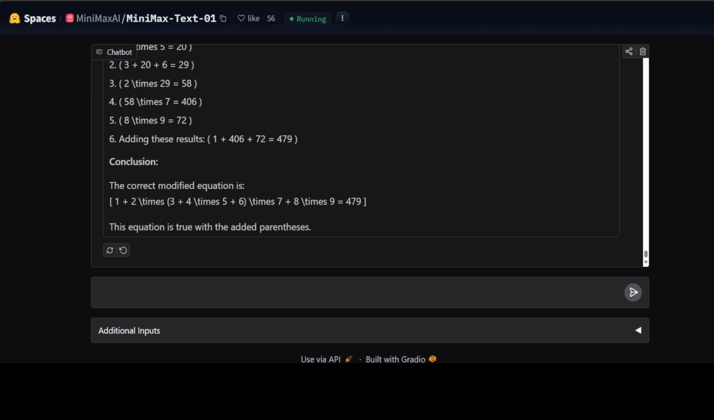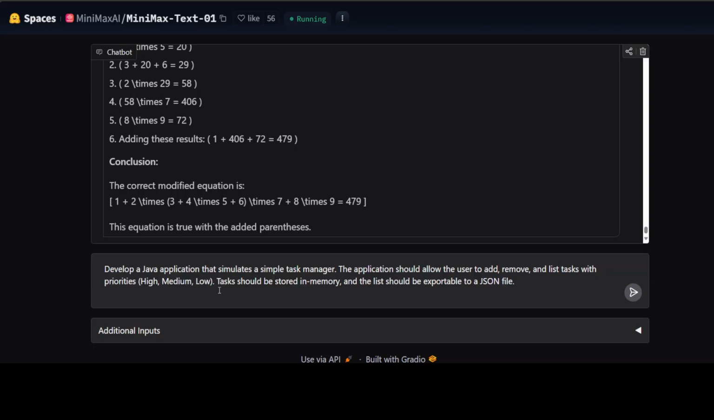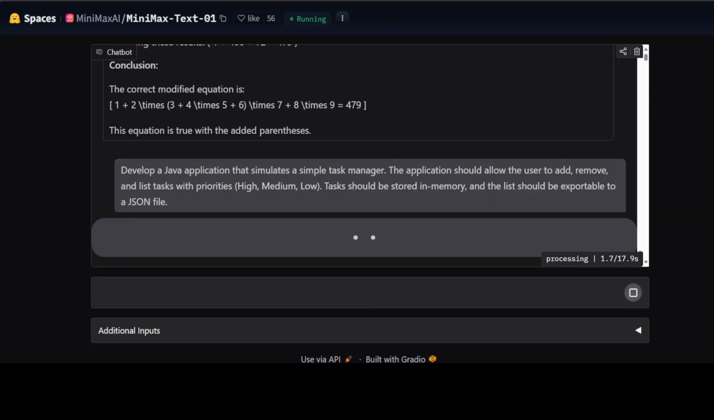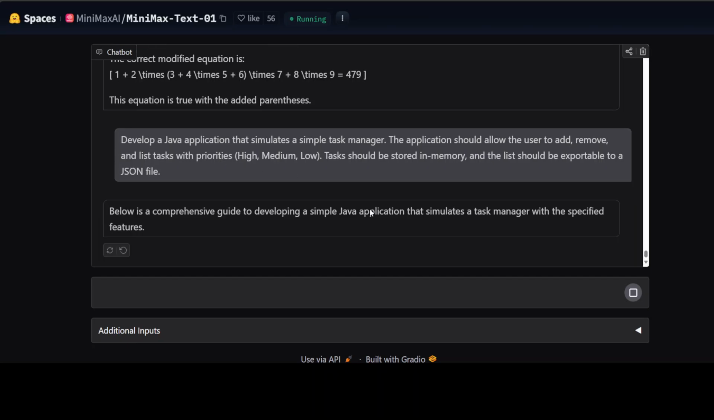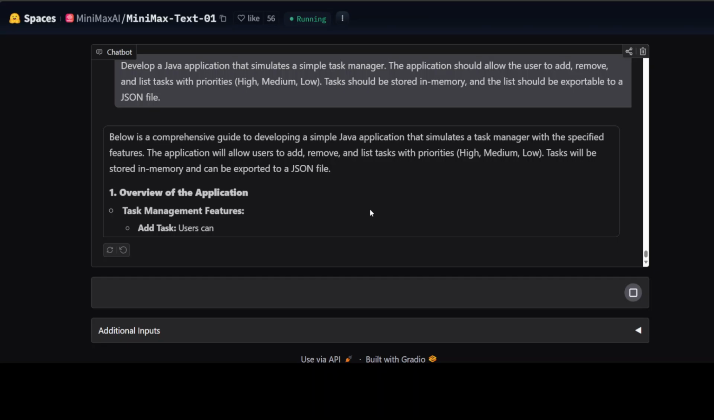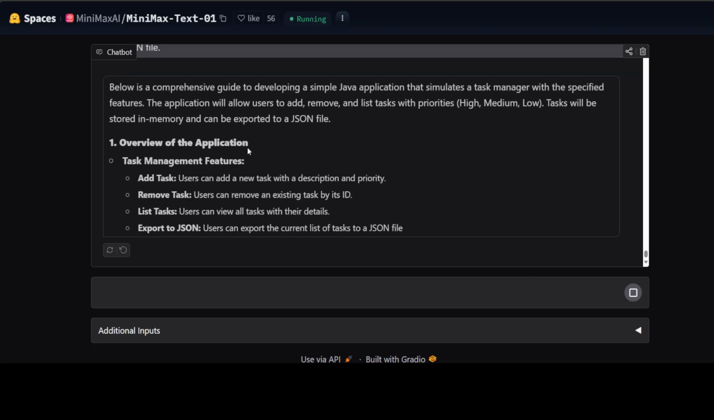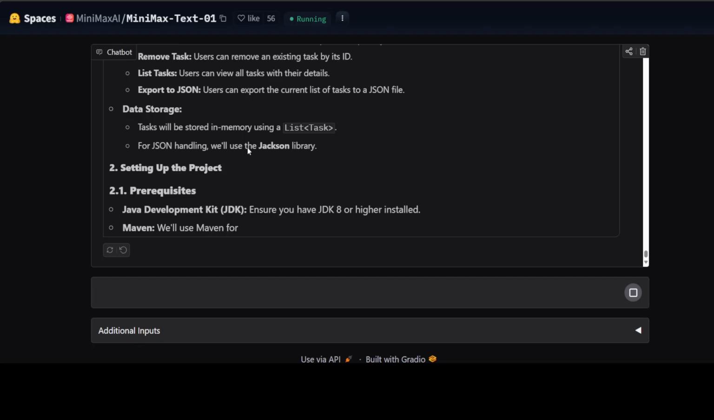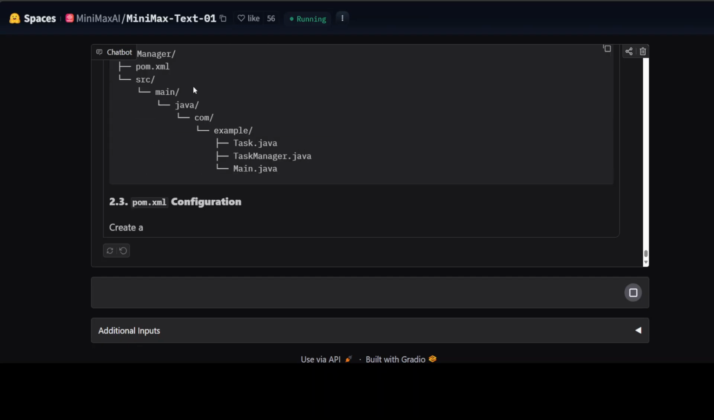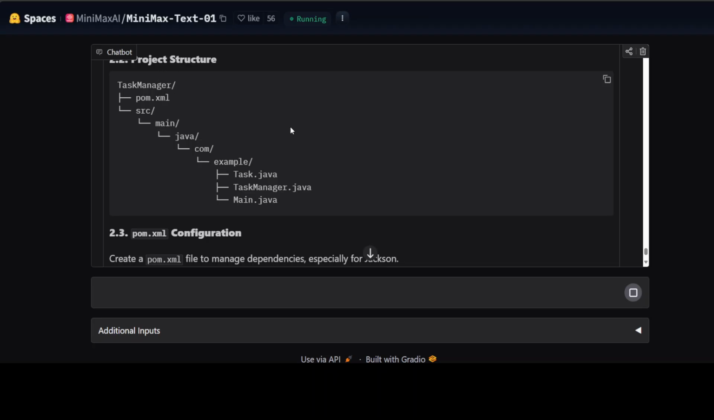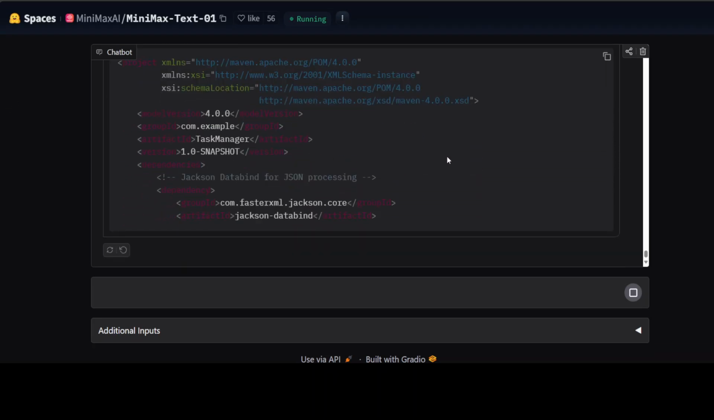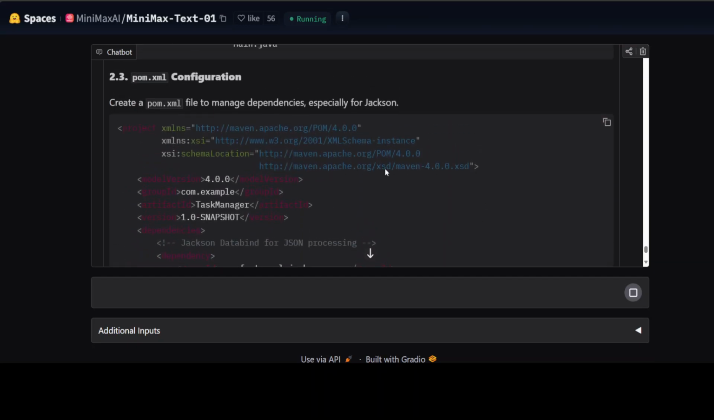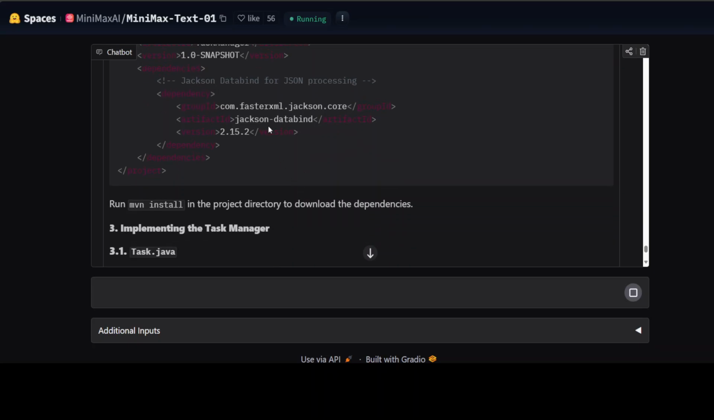In the coding one, I'm just going to ask it to develop a Java application, a full-blown application, to see how it works. I'm just asking it to simulate a simple task manager in Java. So let's see how it goes about it. Very nice. It is understanding what features are needed, then talking about data storage. Very nice. You see, it has even created a project structure. POM file is there. Very good, which mentions the dependencies and all that stuff for Maven.